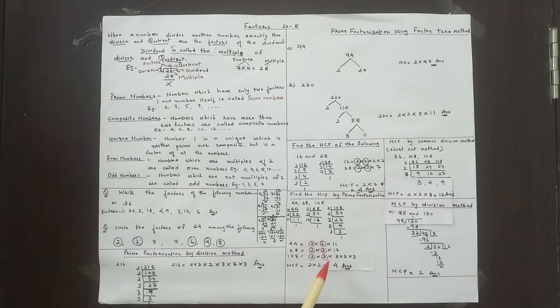So we will take only 2 into 2 like this. And so the HCF is equal to 2 into 2, that is equal to 4, and that will be your answer. After this we will go to the next question, that is HCF by common division method, or you can say it as a shortcut method.